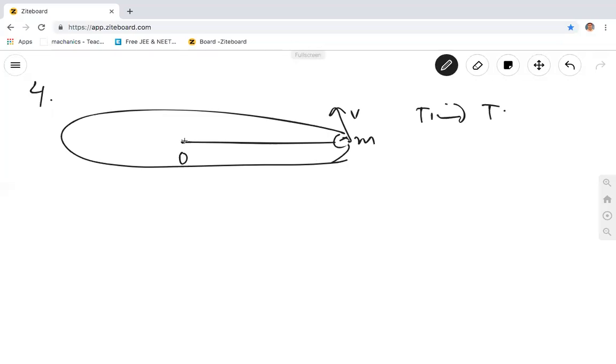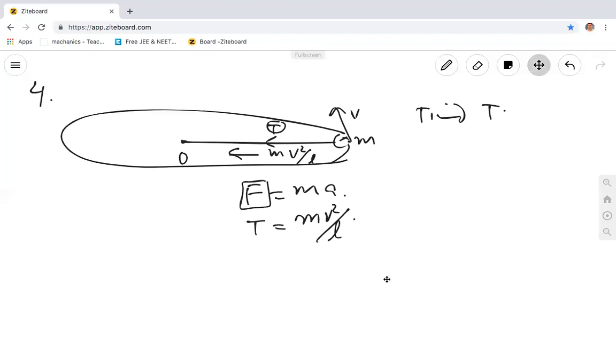How much force do you need towards the center? mv square by l, where l is the length. Who provides that force? Tension. So I will write F is equal to ma. What is F? The real agent, T. Only T. What is ma? mv square by l.